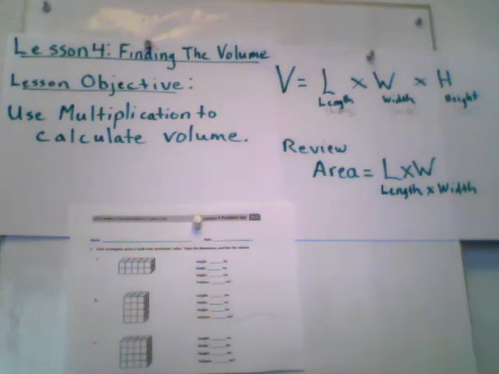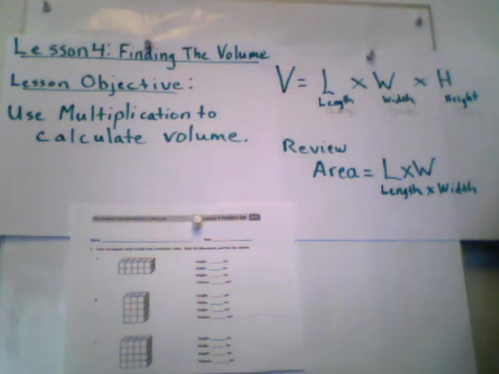Volume, the formula, is length times width times height. Length is how long, width is how wide, and the height is how tall. And as a little review, you've already done length times width when we were working with finding the area. So area is part of the volume formula.